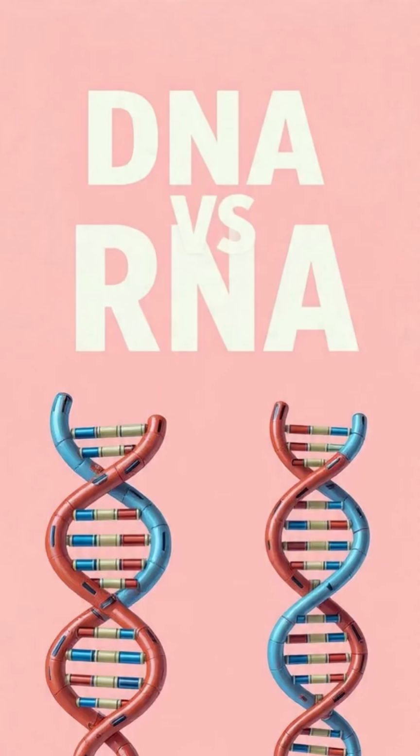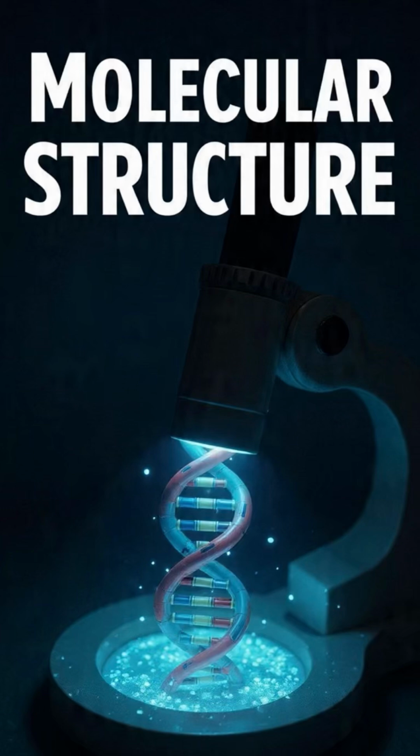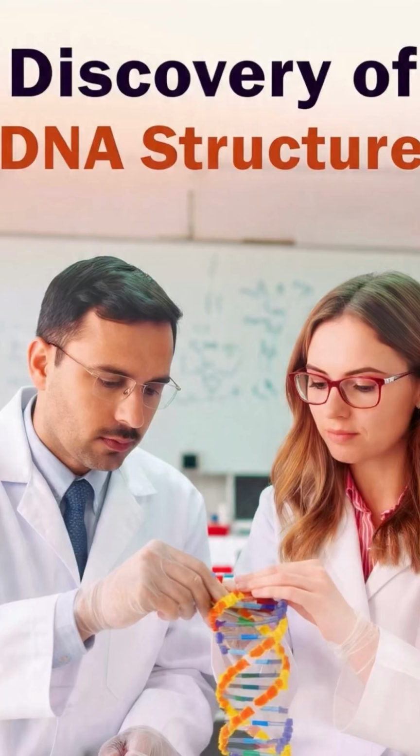If we zoom in: body, organ, tissue, cell, nucleus, DNA. DNA is double-stranded. RNA is single-stranded. RNA contains uracil instead of thymine. Thymine exists in DNA. Uracil replaces it in RNA. DNA is a macromolecule made of repeating units called nucleotides. Each nucleotide has sugar, phosphate, and nitrogen base. The model was proposed in 1953. It became one of the greatest discoveries in science.